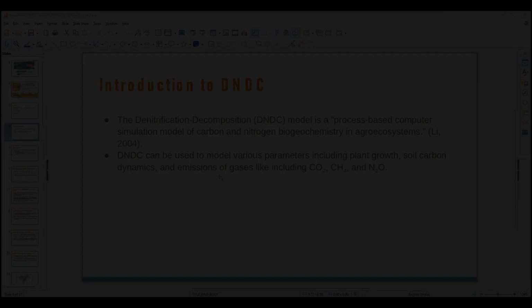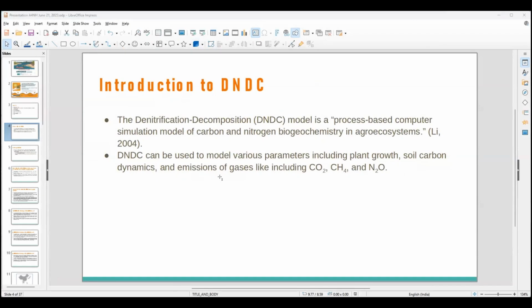technical stuff. So the DNDC is the denitrification and decomposition model, and it's a process-based computer simulation model of different chemical reactions of carbon and nitrogen biogeochemistry in agro-ecosystems. And Lee 2003 and Lee 2004 were among the first papers, modeling and simulation exercises, that started off with this kind of research. The DNDC can be used to model various kinds of parameters. So it can be plant growth, your soil carbon dynamics, the soil content, bulk density, etc., and emissions of gases like carbon dioxide, methane, and nitrous oxide.